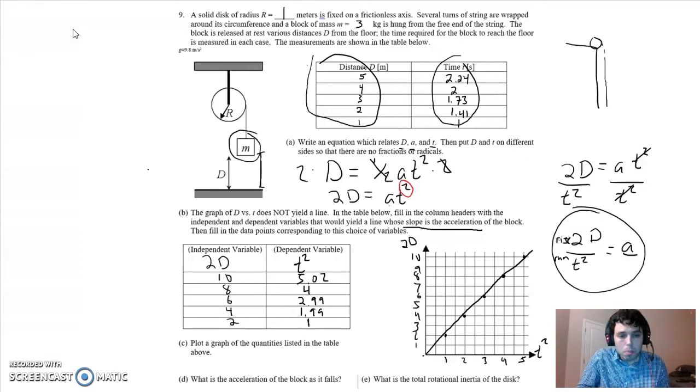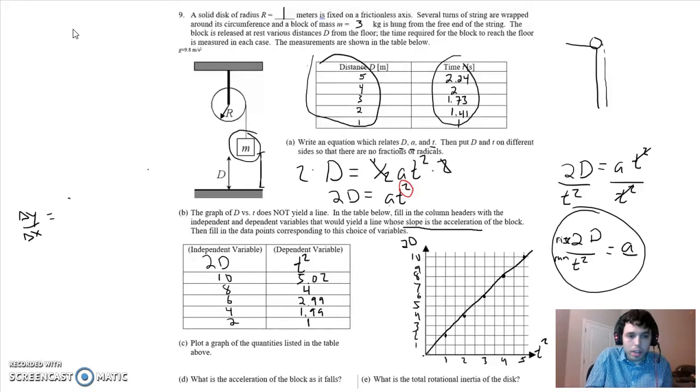Part D asks us, what is the acceleration of the block as it falls? Well, we know it's the rise over the run. It's the slope of this line. So let's just pick 2 points. Let's go ahead and pick 8, 4 as our first point. So change in Y over the change in X.